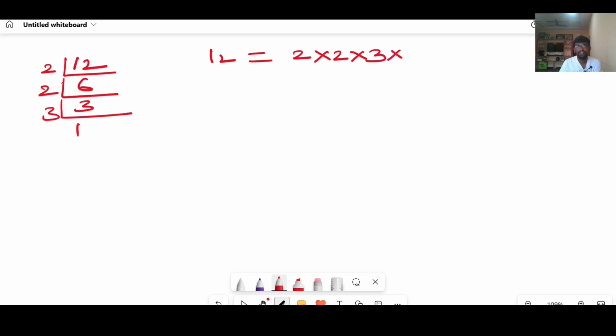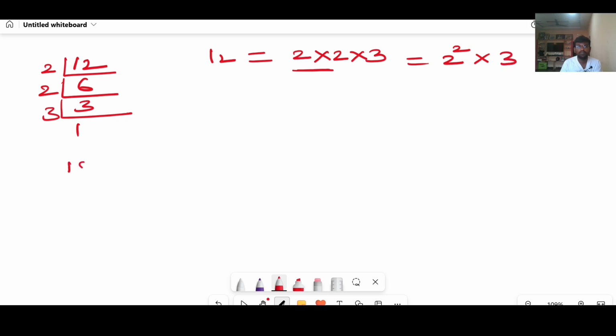We can take it as 1, that is your wish. 1 is neither prime nor composite, right? There is no need of taking that 1. Right now I can write it as 2, 2 times it is multiplying, right? 2 raised to the power of 2 into 3.